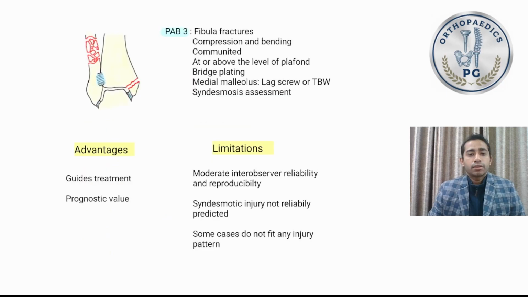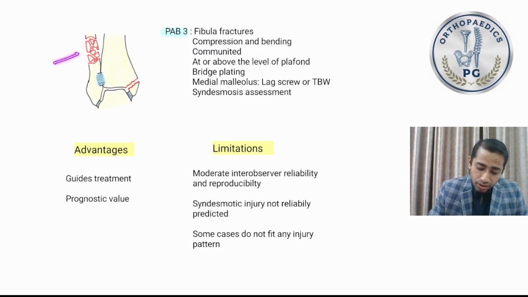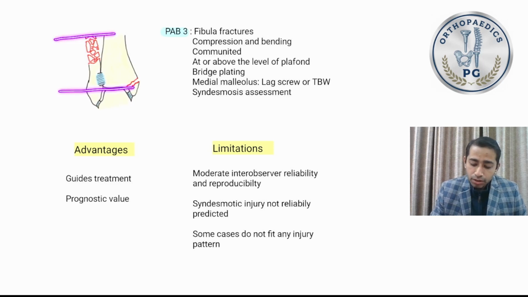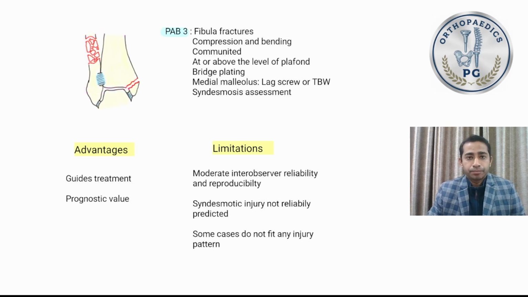In the third type, the fibula fractures due to compression and bending force, and the classic pattern of fracture is a comminuted fibula fracture which is at or above the level of the plafond.